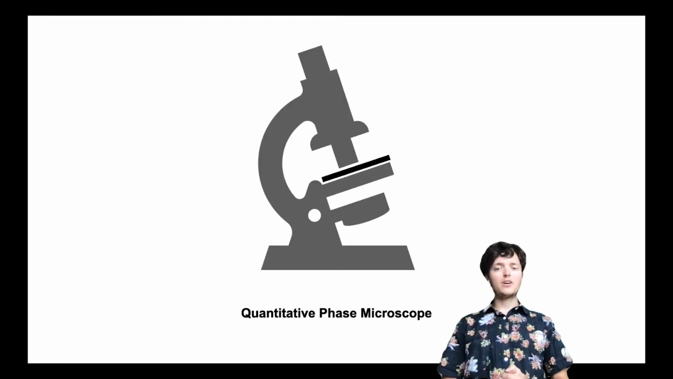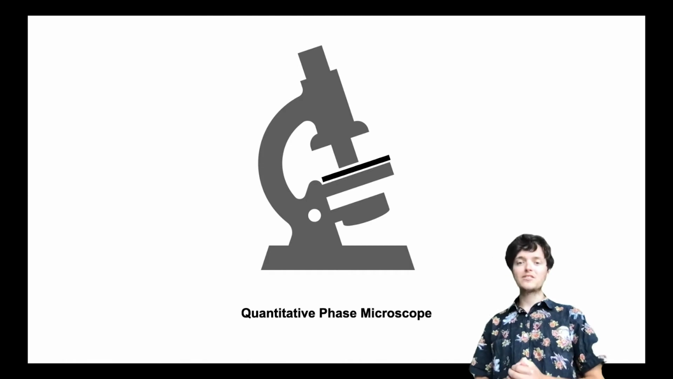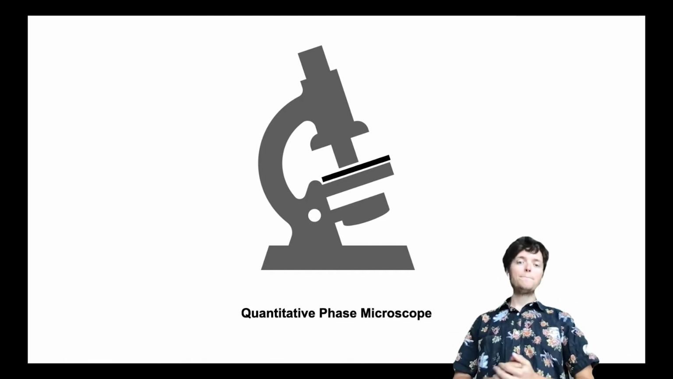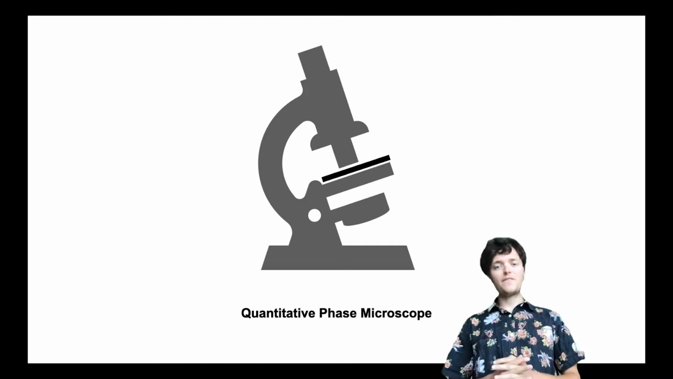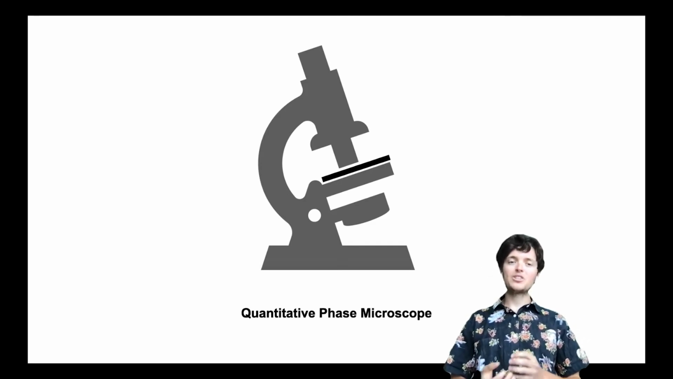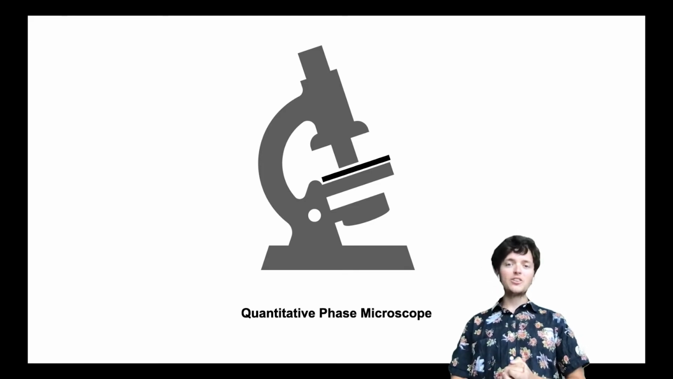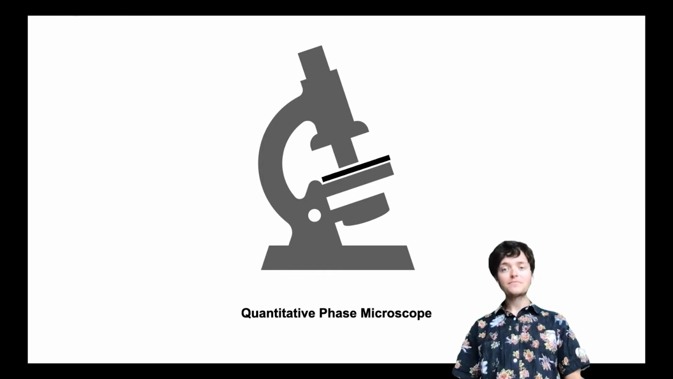And the way that our collaborators are trying to answer this goal is with a new technology called a quantitative phase microscope. Quantitative phase microscopes can measure how much light slows down as it passes through a certain medium. And it turns out that this can be used to determine the mass of individual cells.